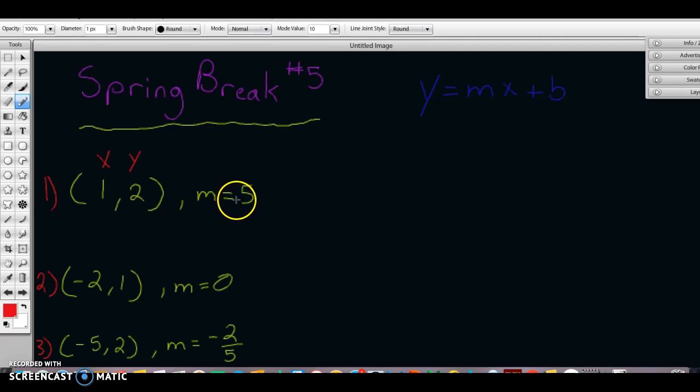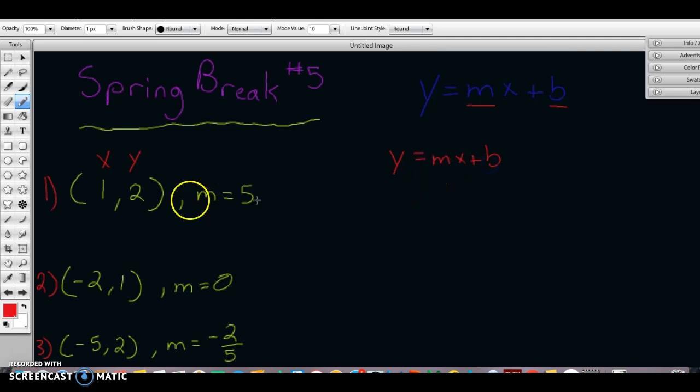Okay, so the first thing you do here is write out the base form of the equation of a line, y equals mx plus b. Remember, m is your slope and b is your y-intercept. So let's go ahead and write it out, and we're going to do number one. y equals mx plus b.